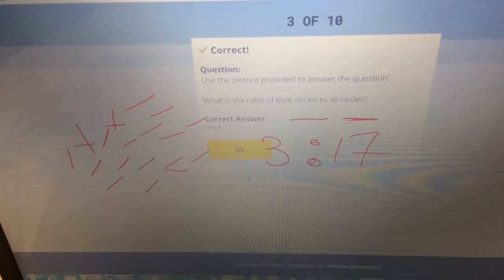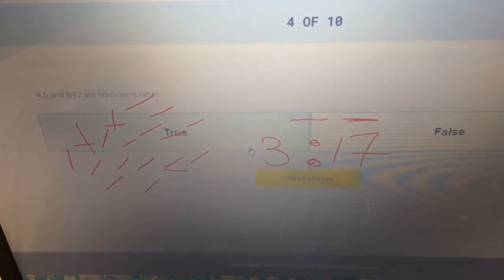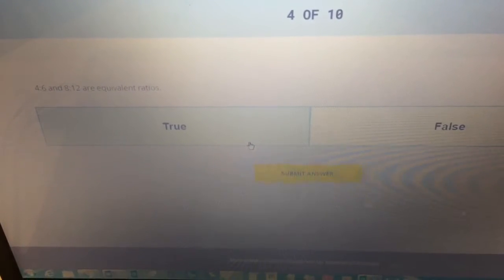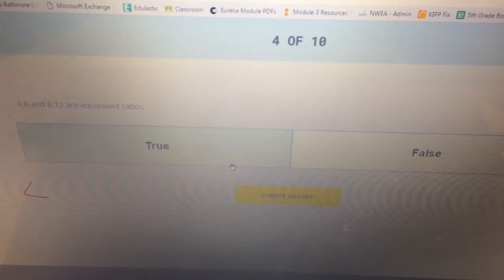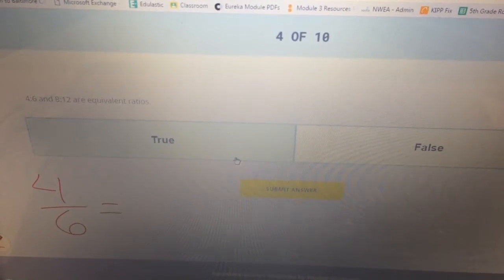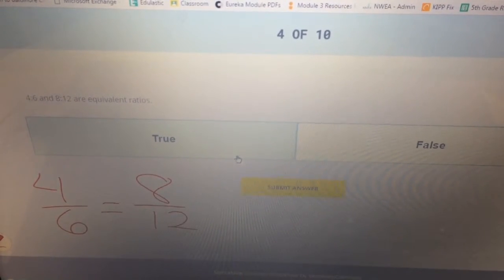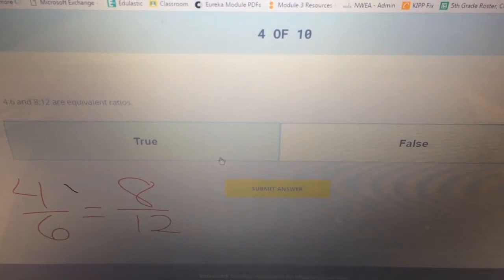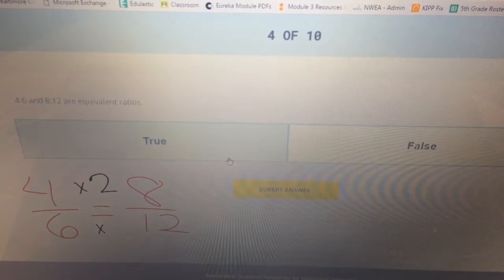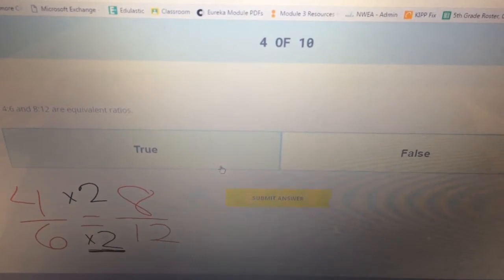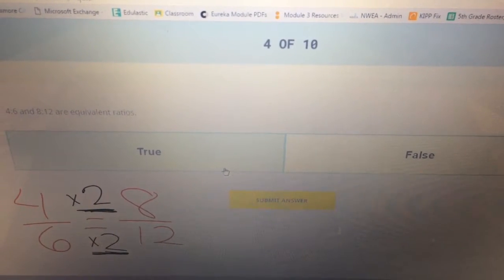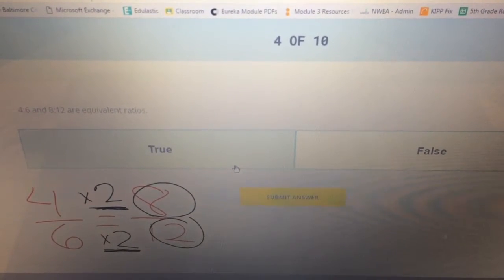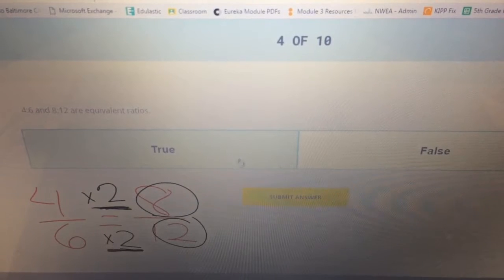Okay? Yay! All right, number 4 asks, are the ratios equivalent? If I have 4 to 6, I'm trying to see if it's equivalent to 8 to 12. I know that ratios are equivalent if they're multiplied or divided by the same number. 4 times 2 is 8. 6 times 2 is 12. Because they were both multiplied by 2 and gave us the correct products, 8 and 12, then the answer is true. These are equivalent.